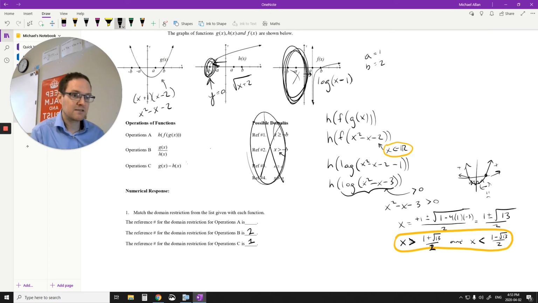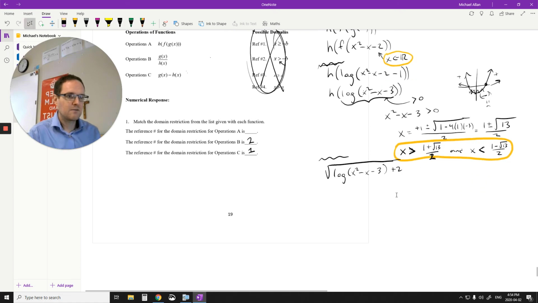So we're going to put this into h. So h is the square root of all of this. That's the square root of all that. Oh, and plus 2. Okay, so this is the next step. For this to work, all of this that's underneath here has to be greater than or equal to 0.